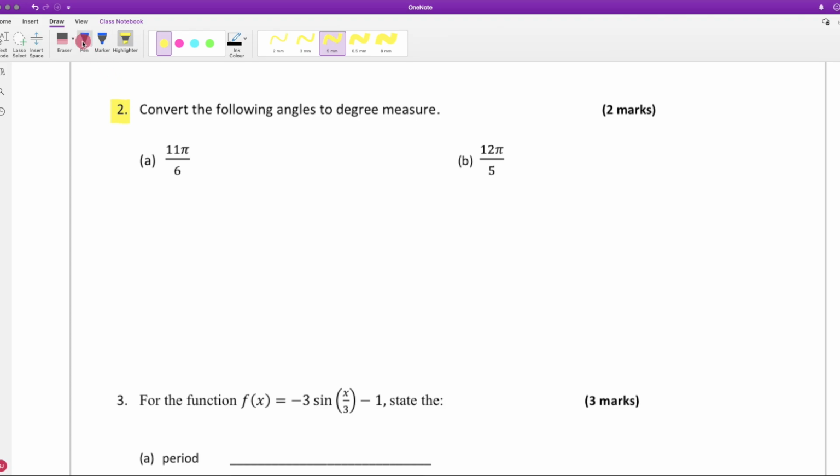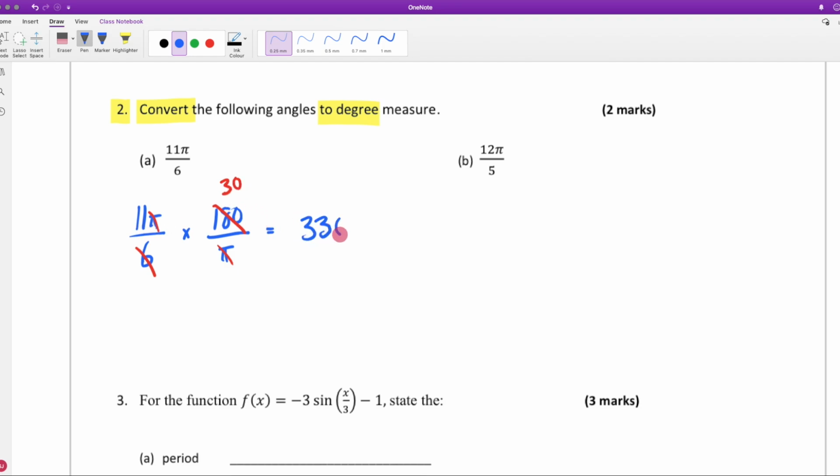Question 2. So here we have to convert the following angles to degree measure. So we're going to take 11 pi on 6 and turn it into degrees. To do that, we're going to times it by 180 over pi. We are able to cancel out our pi's, and I could also go, how many times does 6 go into 180? Well, 6 goes into 180 30 times. And you can think about it, 6 goes into 18 3 times, so 6 goes into 180 30 times. It's really not that tricky maths. Then 30 times 11 is 330 degrees.